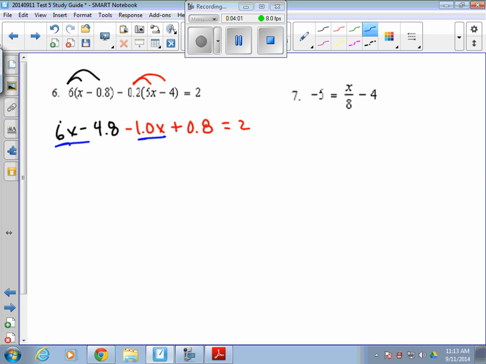6x and negative 1x is going to be positive 5x. Combine the other like terms, negative 4.8 and positive 0.8 is going to be negative 4, or negative 4.0.